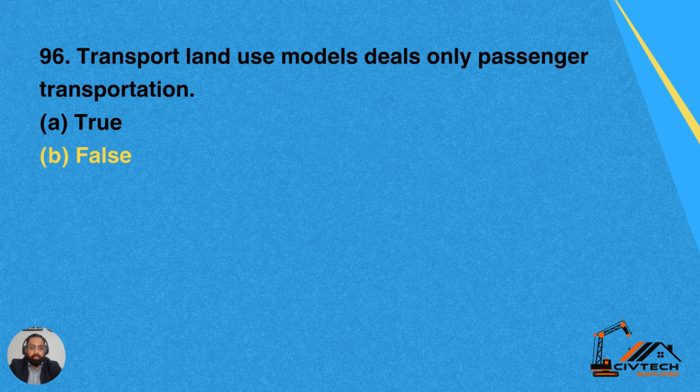96. Transport land use models deal only with passenger transportation. Option A true, option B false. Yes, it is also false. Transport land use models do not deal only with passenger transportation. It is false.